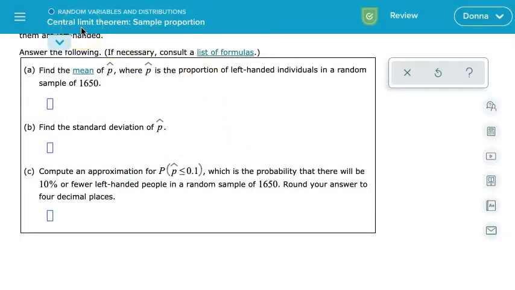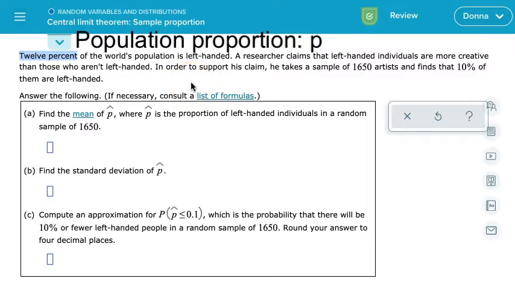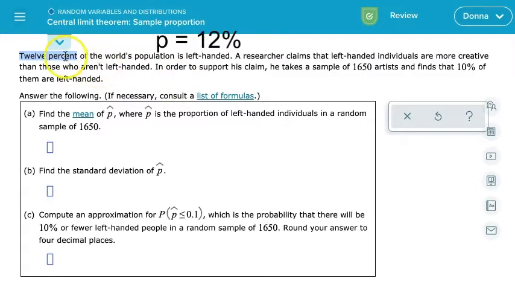I'm so excited to do a new video on central limit theorem sample proportion. In this example, we have 12% of the world's population is left-handed. So since they tell us it's 12% and it's of the world's population, that percentage or proportion is going to be our population proportion P. So P is equal to 12%.